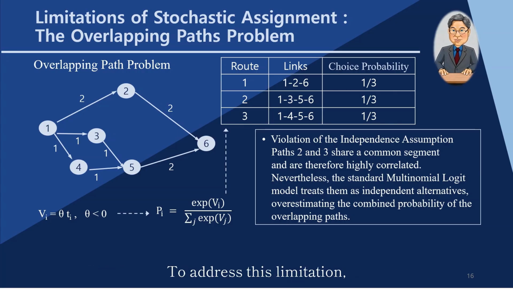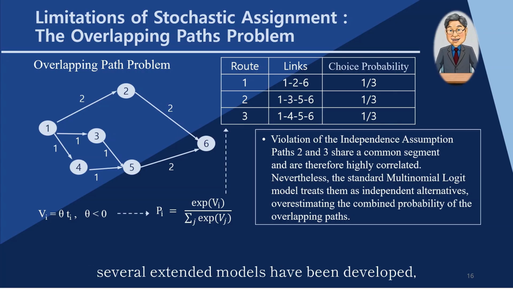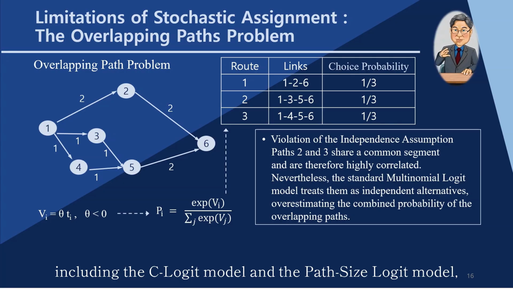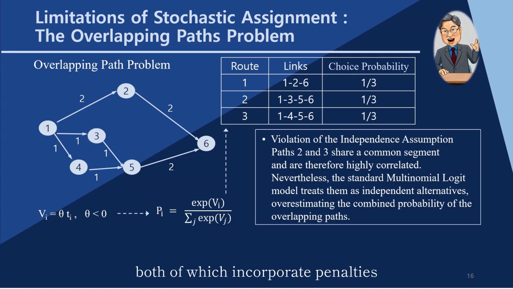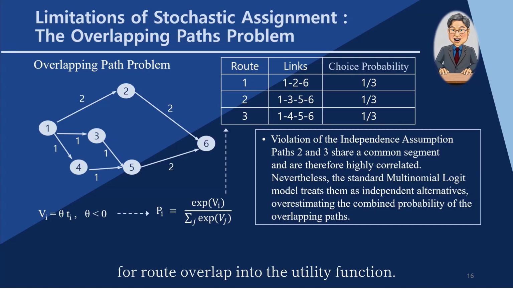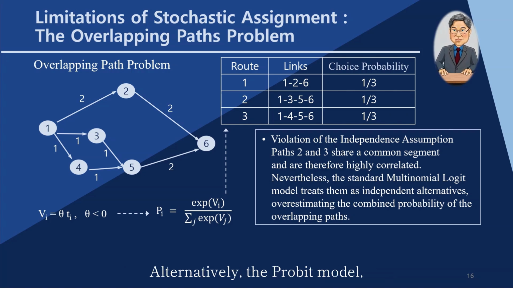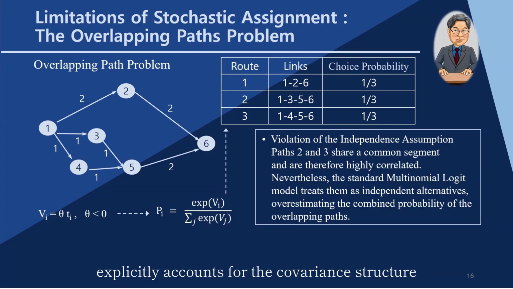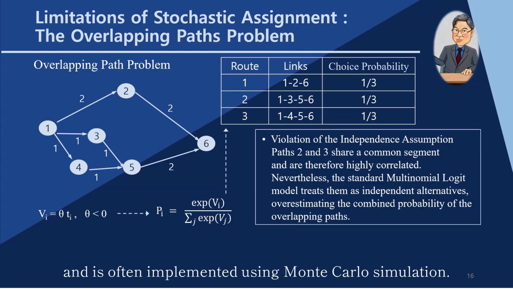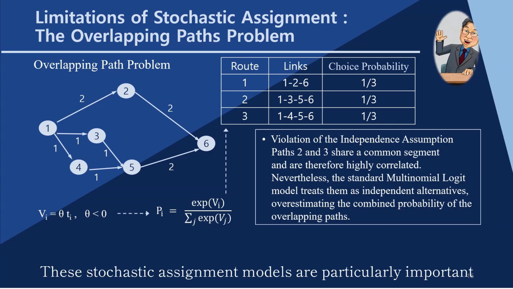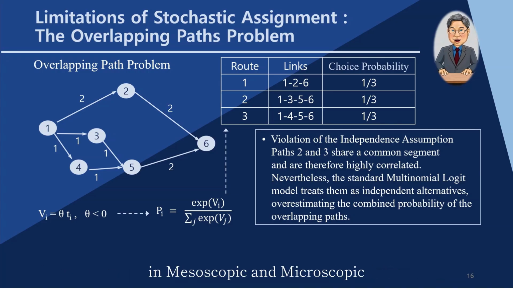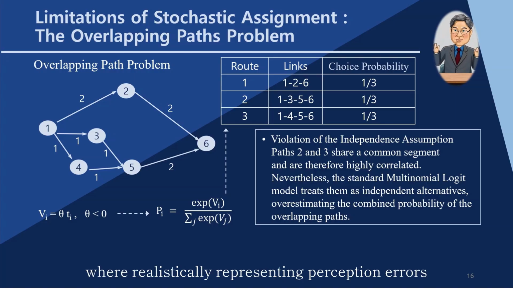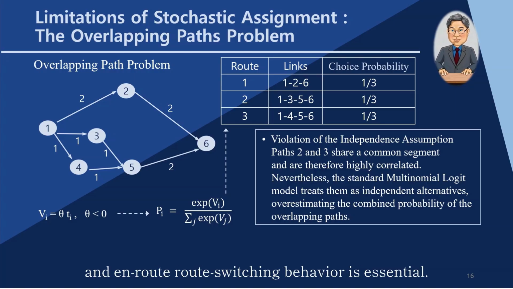To address this limitation, several extended models have been developed, including the C-logit model and the path size logit model, both of which incorporate penalties for route overlap into the utility function. Alternatively, the probit model, although computationally much more demanding, explicitly accounts for the covariance structure of the random error terms and is often implemented using Monte Carlo simulation. These stochastic assignment models are particularly important in mesoscopic and microscopic dynamic traffic assignment models, where realistically representing perception errors and en-route route switching behavior is essential.